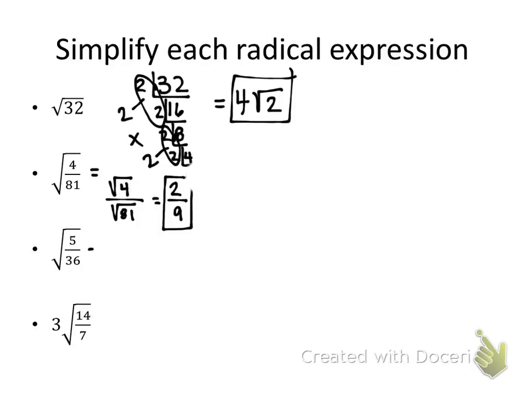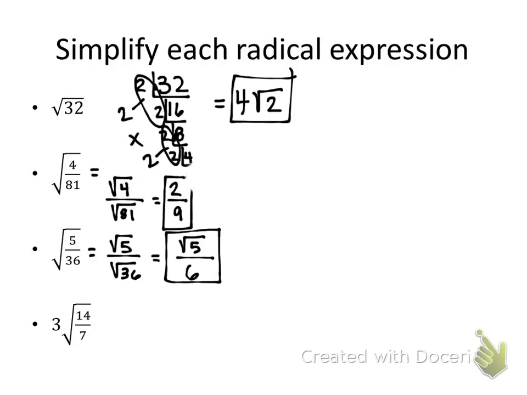Okay? Now, next one. Can I reduce 5 over 36? No, there's no number that will go into both of them, so I separated out square root of 5 over square root of 36. Now, can the square root of 5 be simplified? No. Does it have an exact square root? Nope. So it's just square root of 5. What about the square root of 36? 6. And this is my answer.